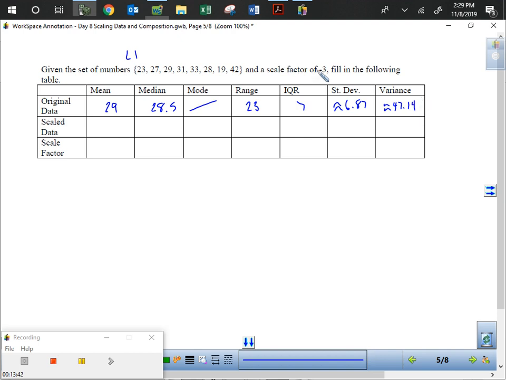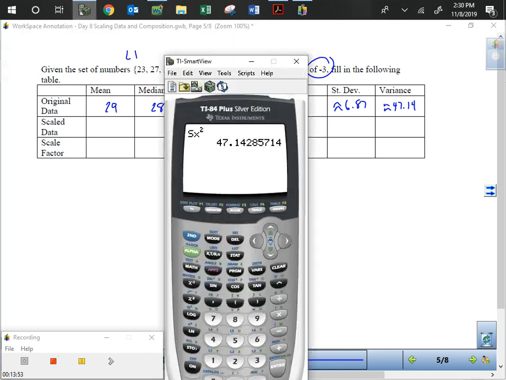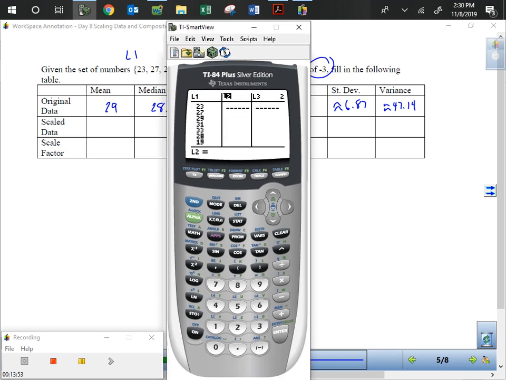This time what we're going to do is multiply by -3 and see if everything in our new scaled data statistics actually gets multiplied by that -3 or if something different's happening. So go to your list, and in list 2 we're going to type in list 1 times -3. Remember, make sure you're up in list 2 so that it says L2 equals, otherwise you'll have issues. And then we'll calculate those statistics.